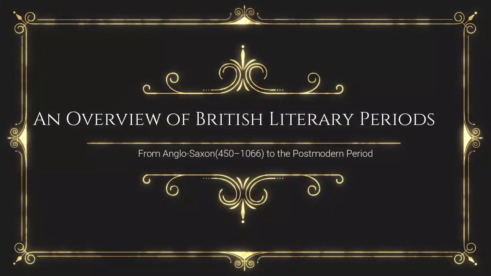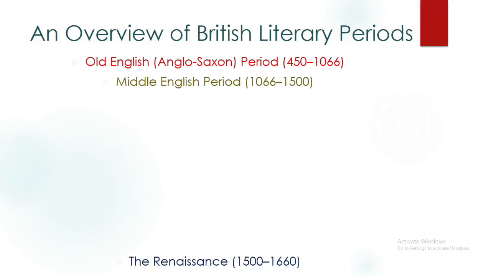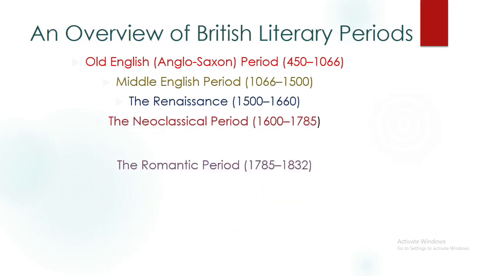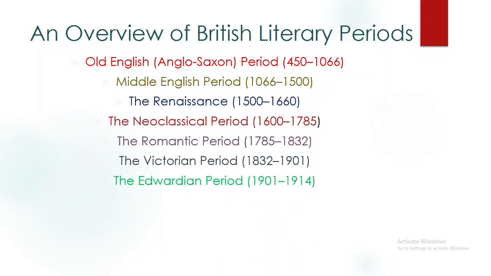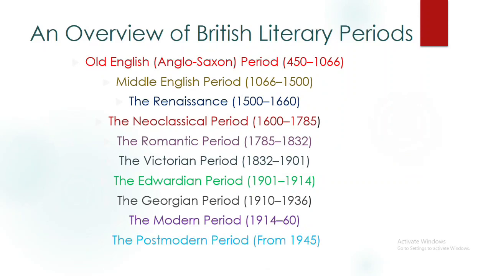An overview of British literary periods. English literary periods start with the Old English or Anglo-Saxon period, followed by the Middle English, the Renaissance, the Neoclassical, the Romantic, the Victorian, the Edwardian, the Georgian, the Modern, and the last one being the Postmodern.